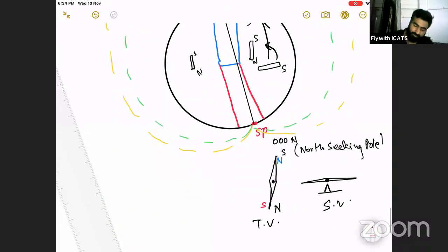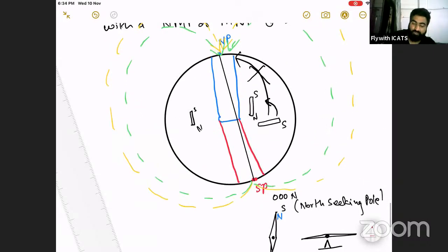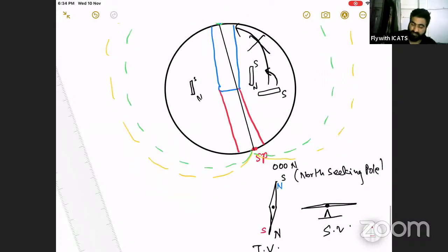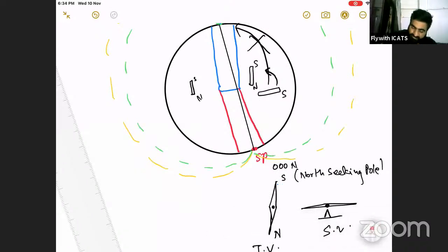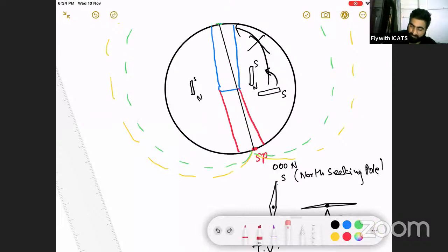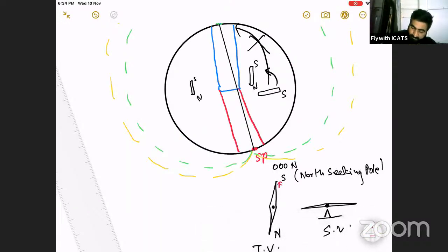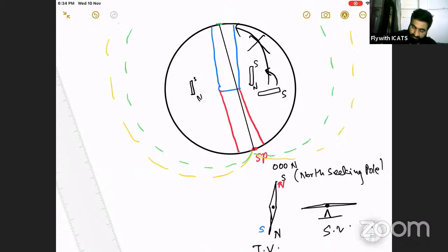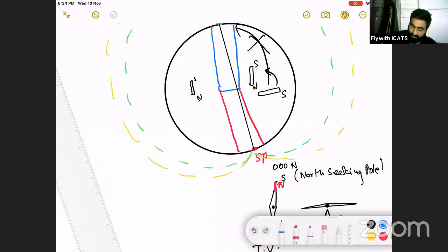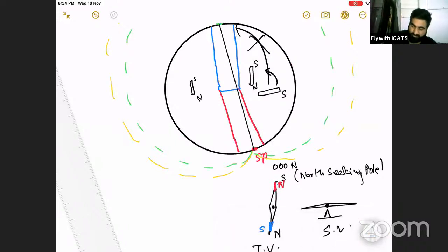So in this case, what will happen is your north pole is always given a blue color. South pole is always given a red color. So you can simply see that unlike colors will be attracted by each other. Like this, north seeking pole, and this will be showing you south. Why? Because red denotes a south pole of a magnet like this, and blue will always denote north pole of that particular magnet. This is another hint.